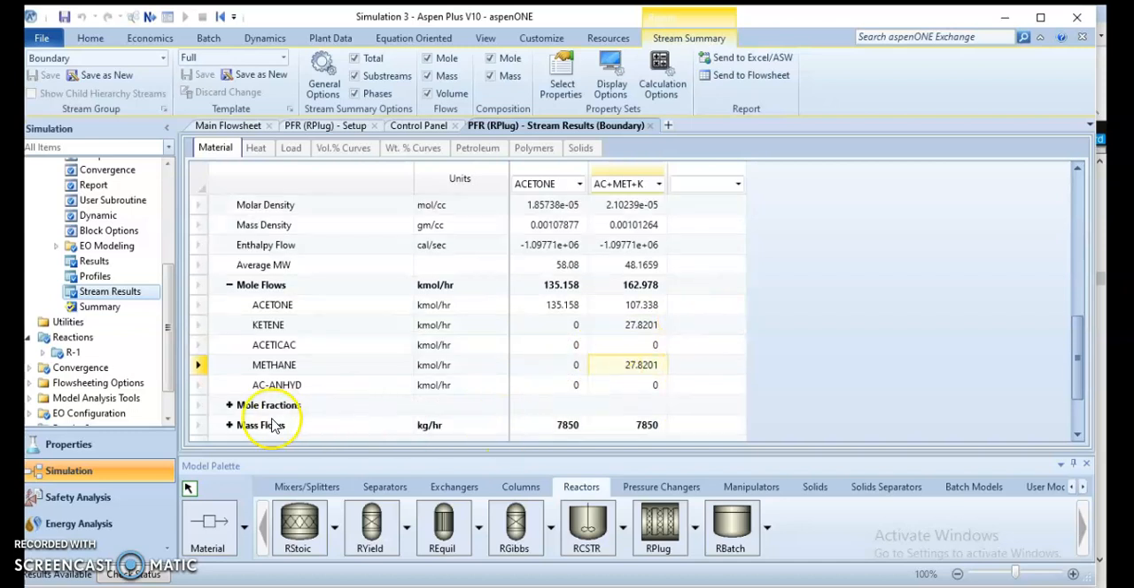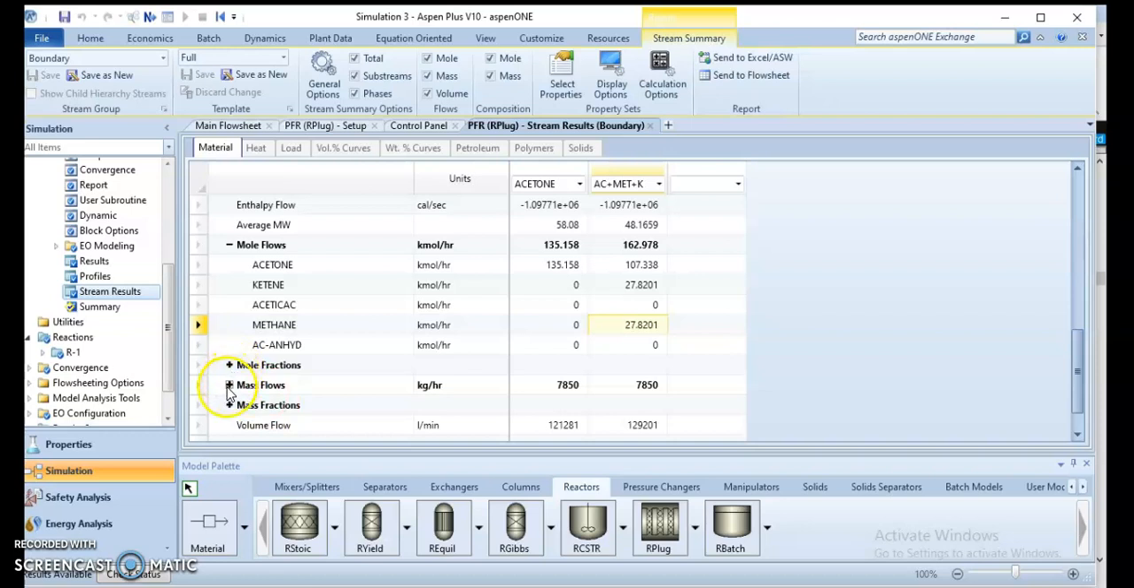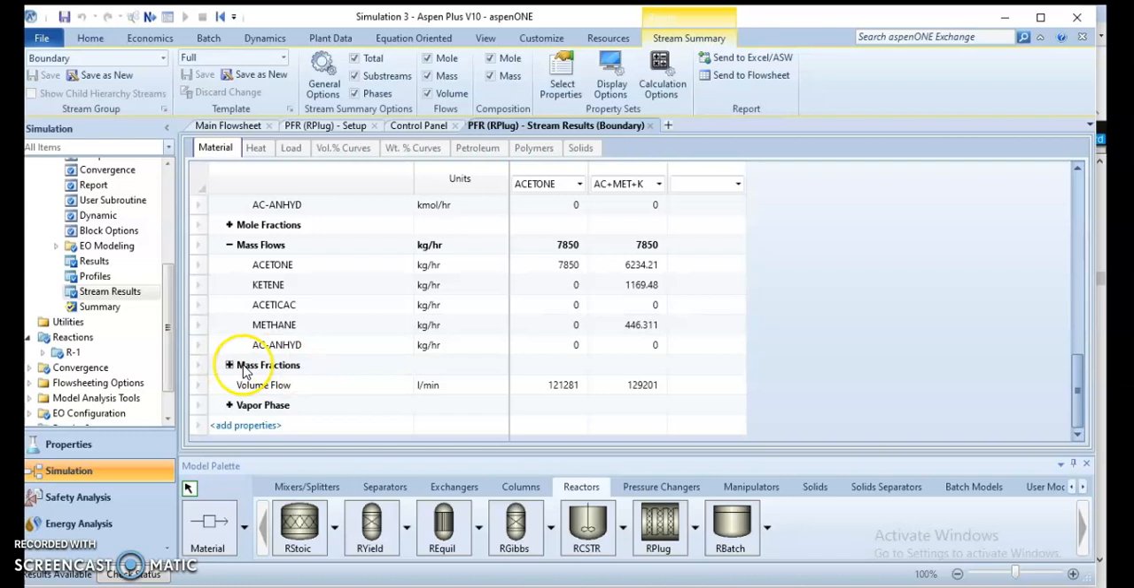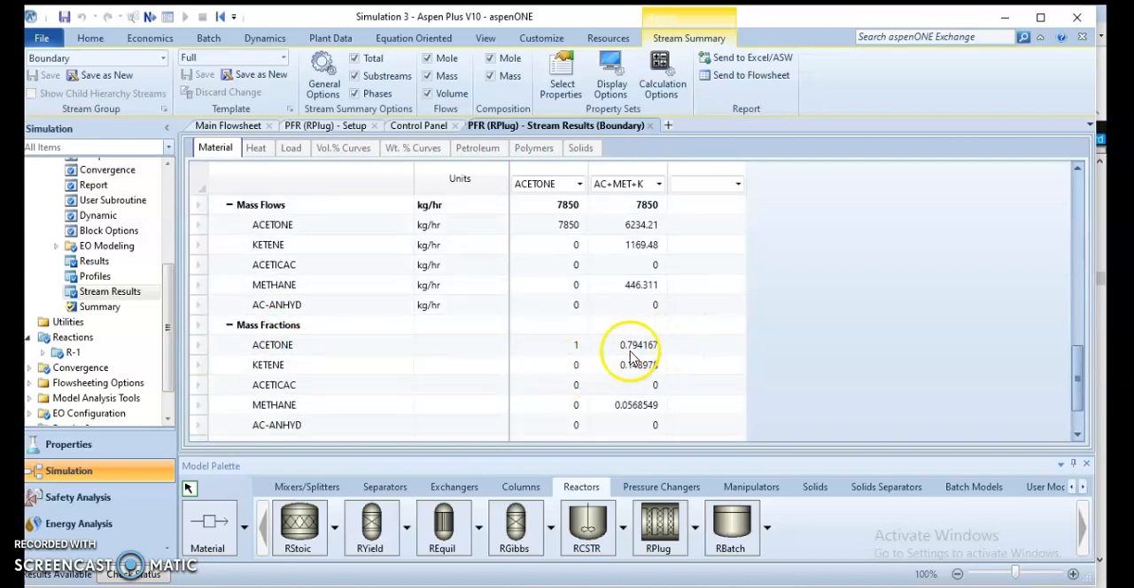So we can easily see from the mass fractions. We can see the mass flow, or we can see from the mass fractions how much acetone is there on the product side. I can show that this is around 80%. That means 20% is converted. If this is 80%, that means 20% is converted. So the process is satisfying our objective.